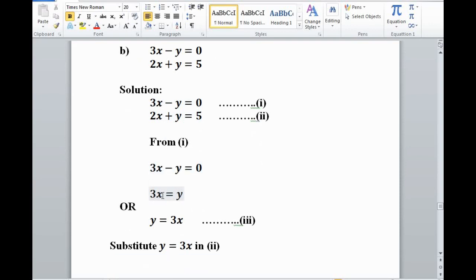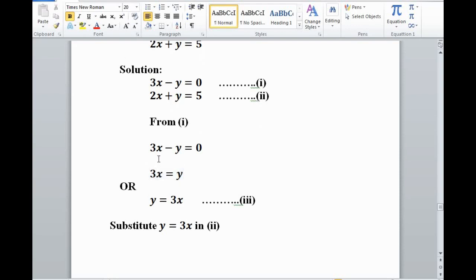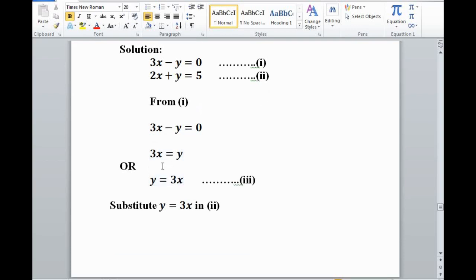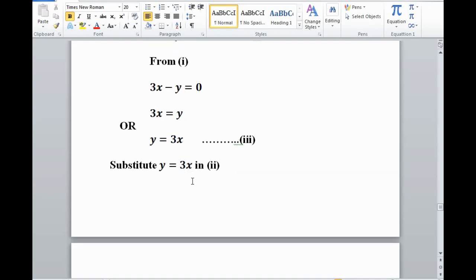So I'm going to rearrange this equation 1 to express y in terms of x. So first of all, I will take this negative y from left to the right side, so this equation becomes 3x equals y. Or we can also write this equation as y equals 3x, and let's name this equation as equation 3.